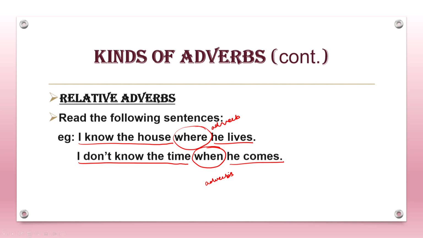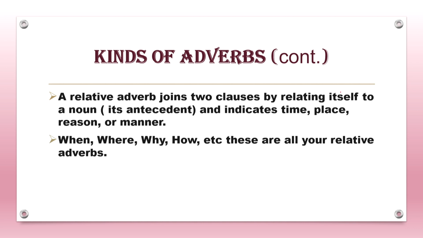So, thus the adverbs where and when, which look like interrogative adverbs, but do the work of joining or relating two clauses, are called relative adverbs. So, basically a relative adverb joins two clauses by relating itself to a noun, its antecedent, and indicates time, place, reason or manner. So, when, where, why, how, these are all your relative adverbs.